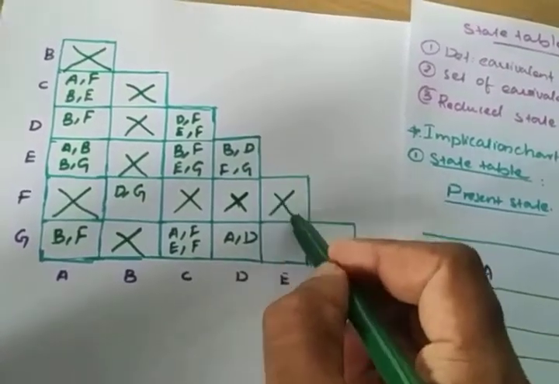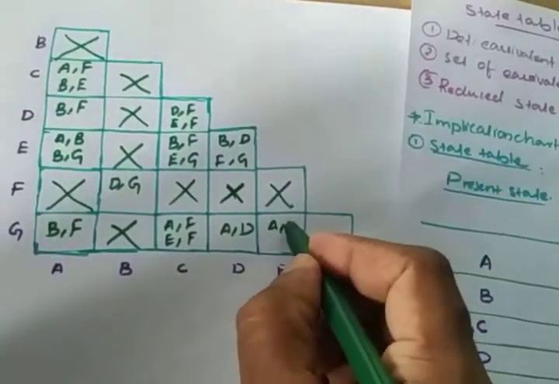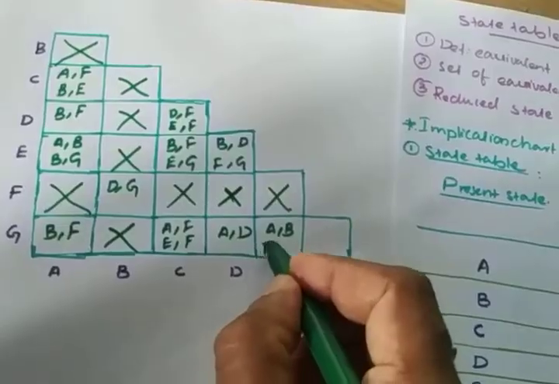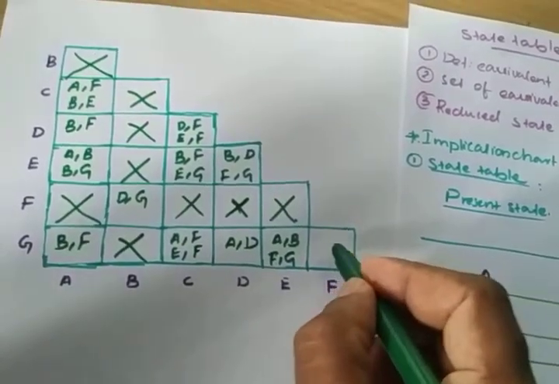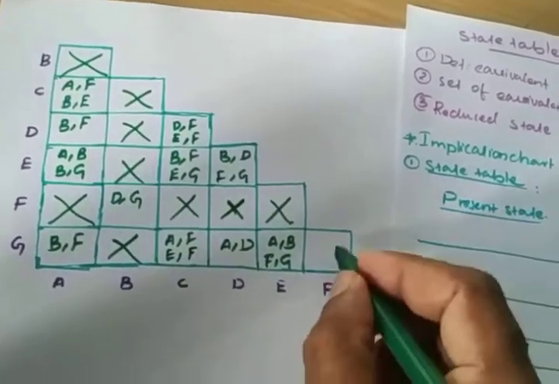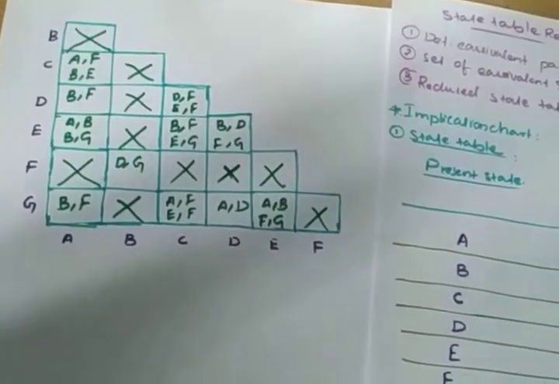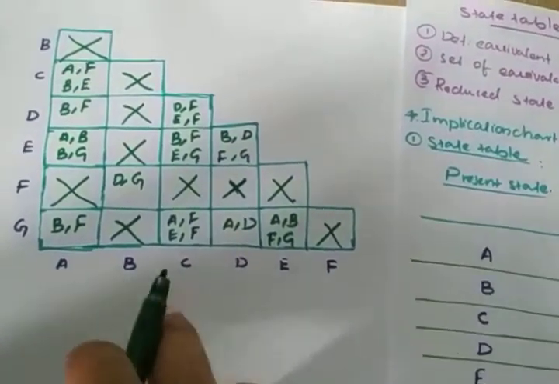Like that you complete the column. And this FG combination, it is a cross. So you fill up this entire column. This is the first step.